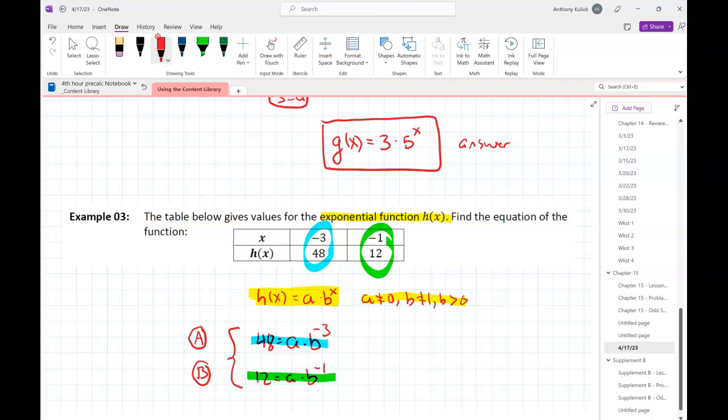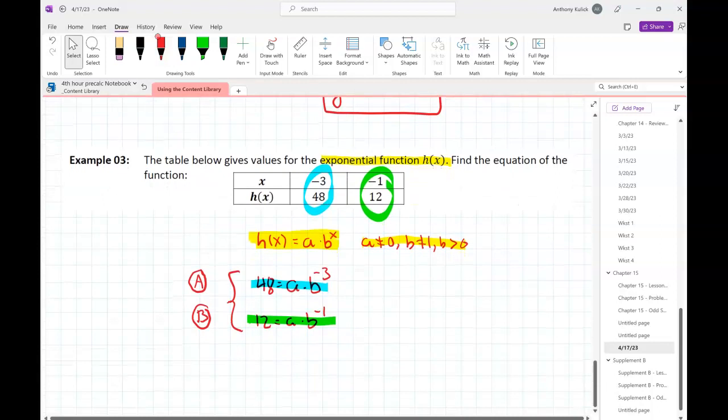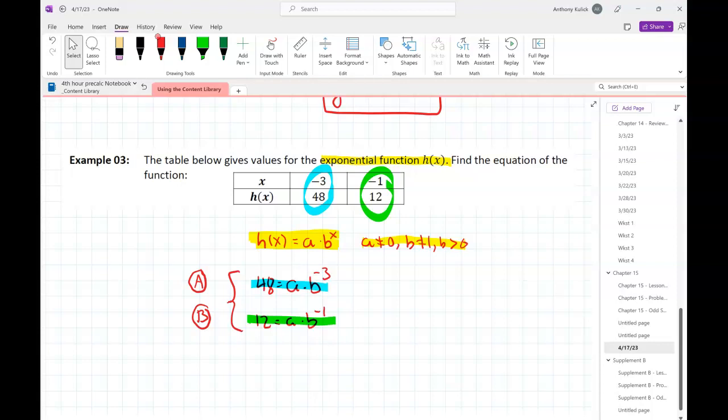So when we did elimination back in supplement A, to eliminate a variable, we just added or subtracted the two equations from one another, right? Because the variables were being added and subtracted. Since these variables are being multiplied and divided, which do you suppose we're going to be using to eliminate a variable? Multiplication or division. So I'm just going to take one of these equations and divide it by the other. It doesn't really matter which equation we divide by the other, but we can make our lives a lot easier if we're careful about which one we pick.